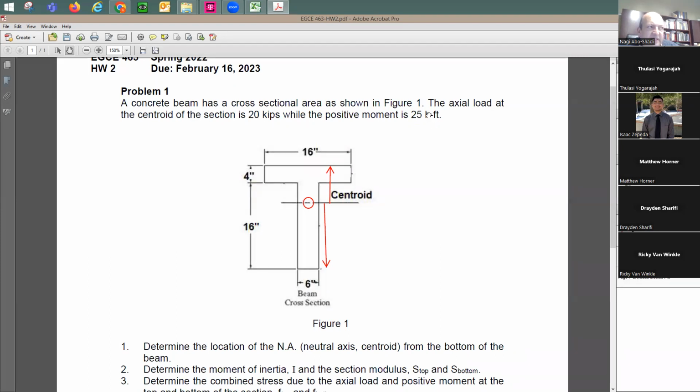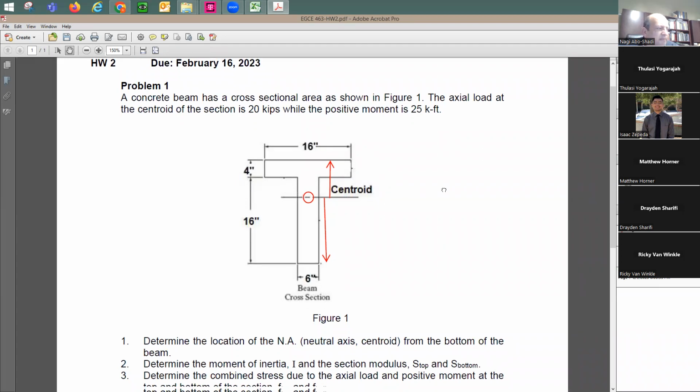They didn't say if this is dead load or live load. They didn't say it's going to be P or Pi. I don't care. It's just going to be one axial force in the middle of 20 kips, and the moment is going to be 25 kip-foot, and it's going to be a positive moment, which means tension is at the bottom, and compression is at the top.